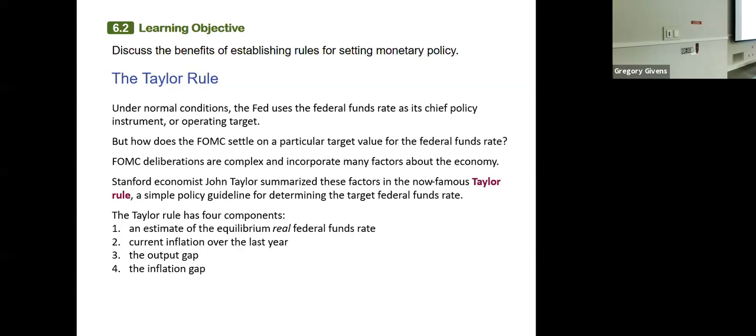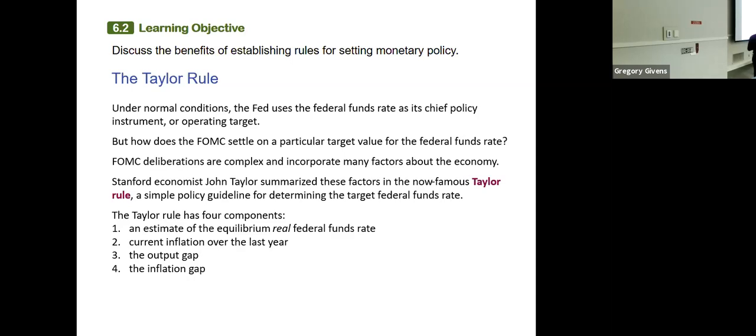So the equilibrium real funds rate is not a variable that we actually observe in the real world. That's why we have to form an estimate of it. Taylor proposed a particular estimate of the equilibrium real federal funds rate. Okay, it's the real interest rate that is consistent with output being equal to potential and inflation being equal to target in the long run.